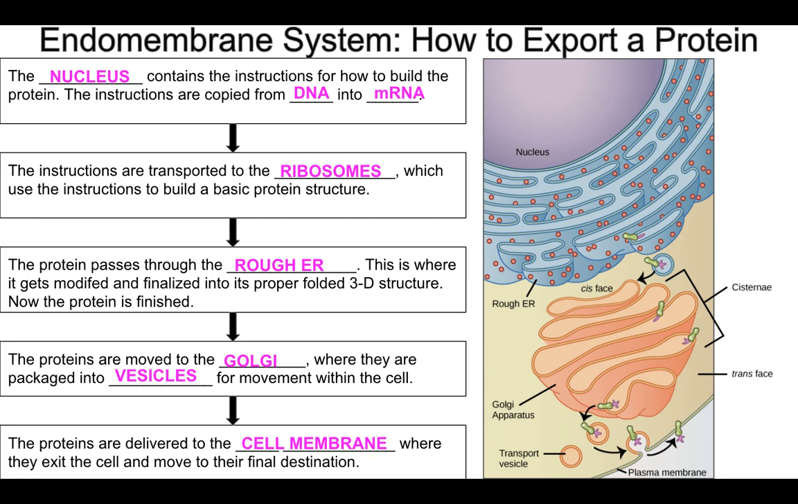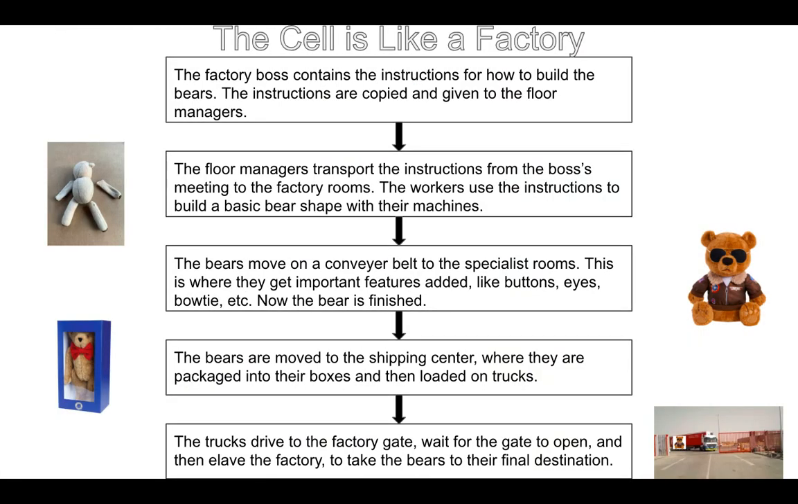All right, so the factory boss is like the nucleus, right? They're both in charge, and the reason they're in charge is because they contain instructions for how we're going to build the thing. All right, so next step.